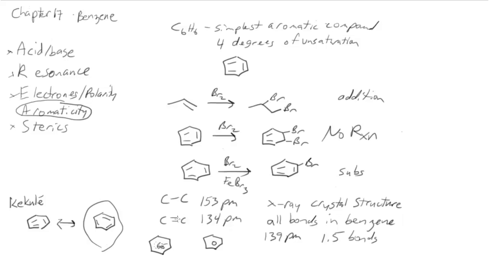Other things about benzene we find out from the X-ray crystallography is that all the bonds are 120 degree angles, and that benzene is flat. It's completely flat. So it's different from cyclohexane, which would have a chair structure.